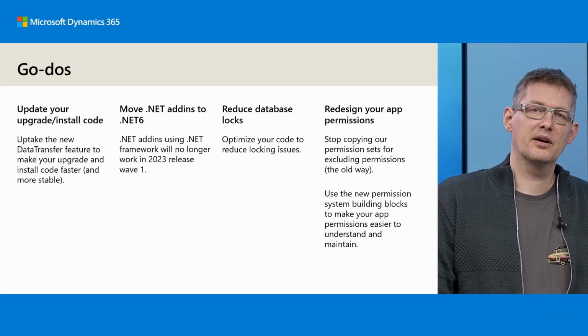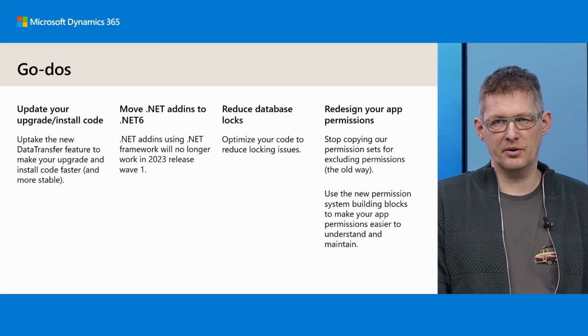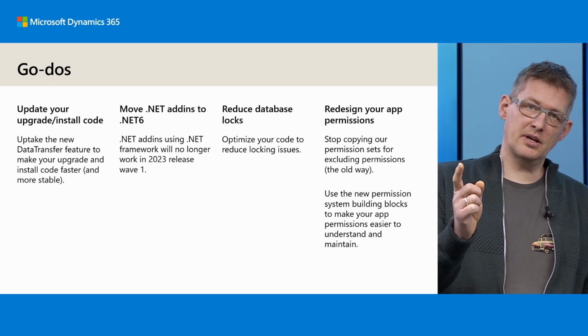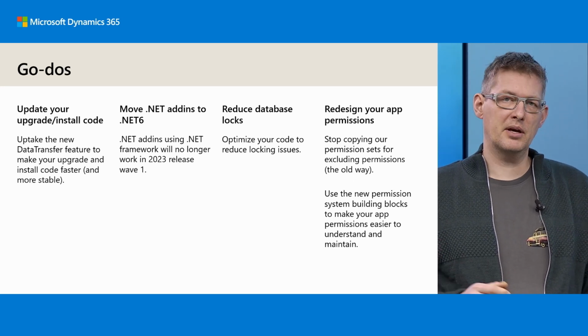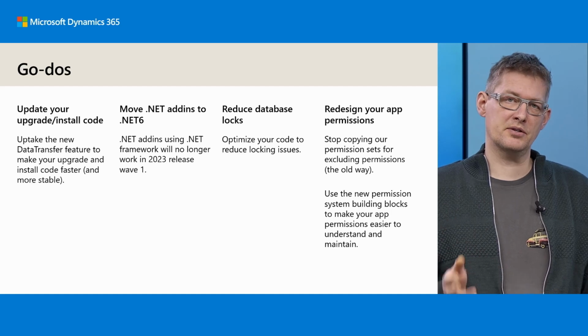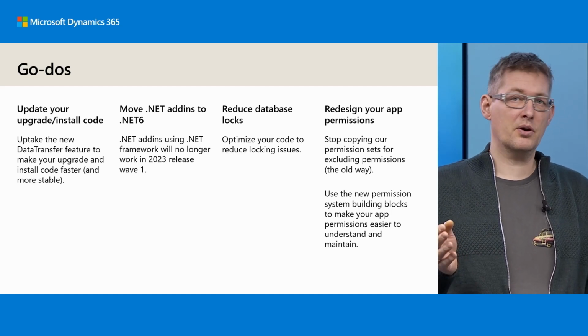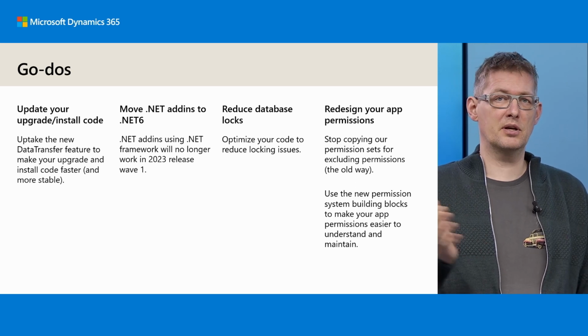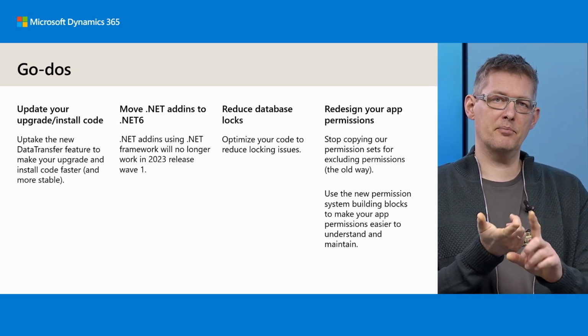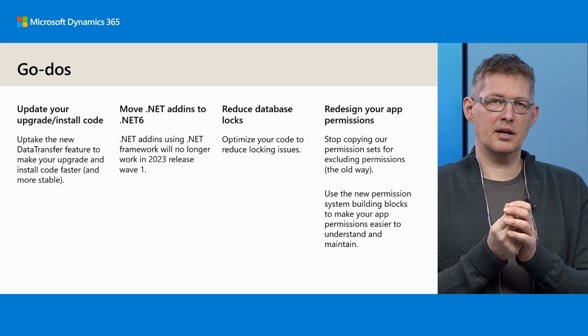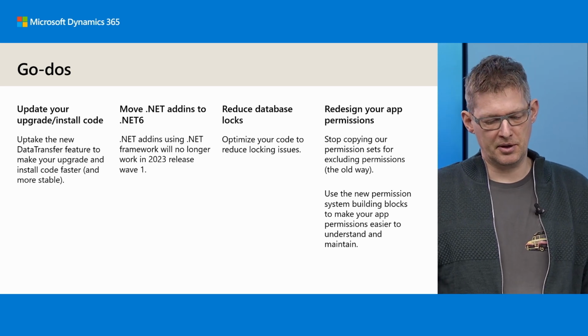So if you're still with us, we're done. This is the last slide, and we just have a few recommendations for you to go do once you're done with the virtual launch event sessions. The first thing is to go back to your upgrade or install code and see whether you can make use of the data transfer feature to make it faster. This is important for your customers. Now you can go into your telemetry as an ISV and actually see whether your installs take a long time or if your upgrades take a long time. And if you improve that, you'll make your customers happier.